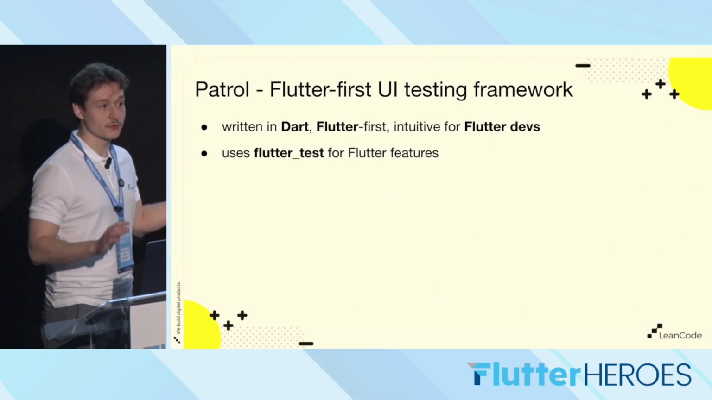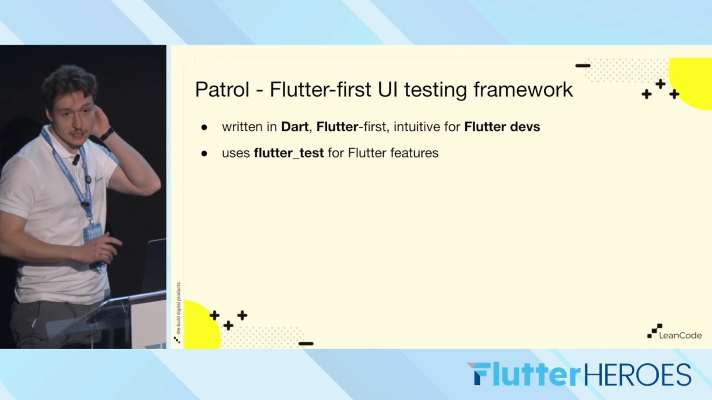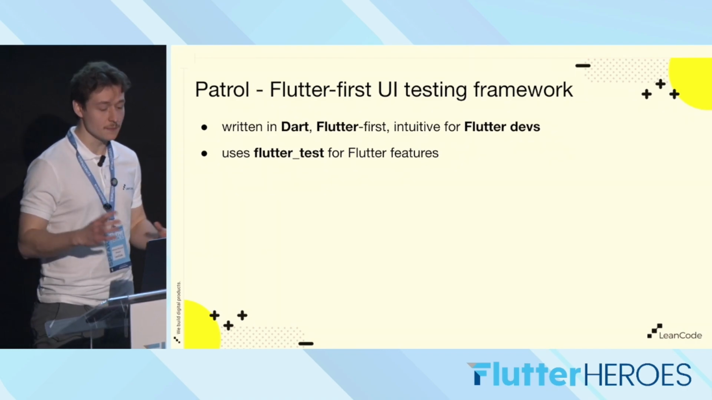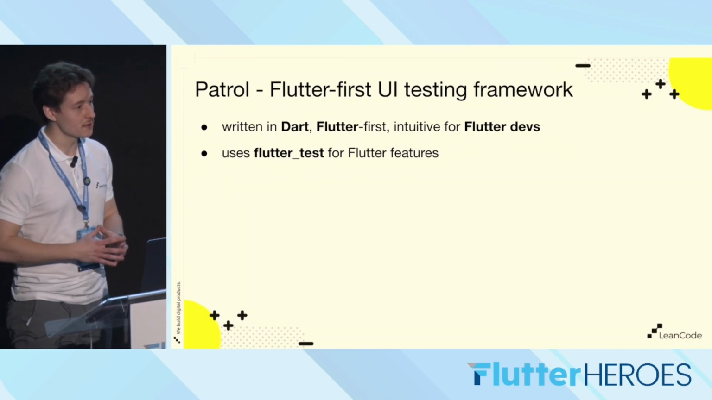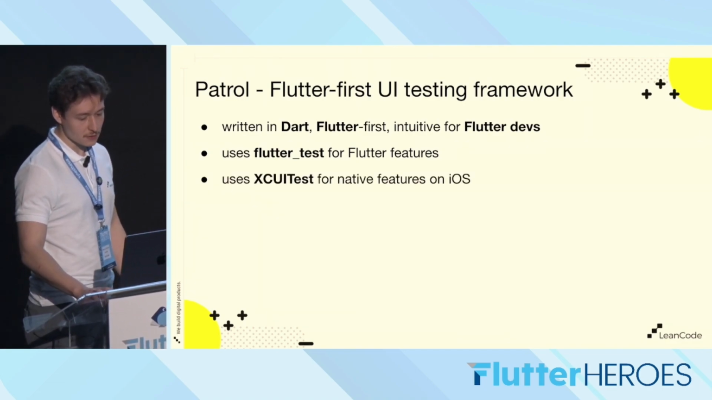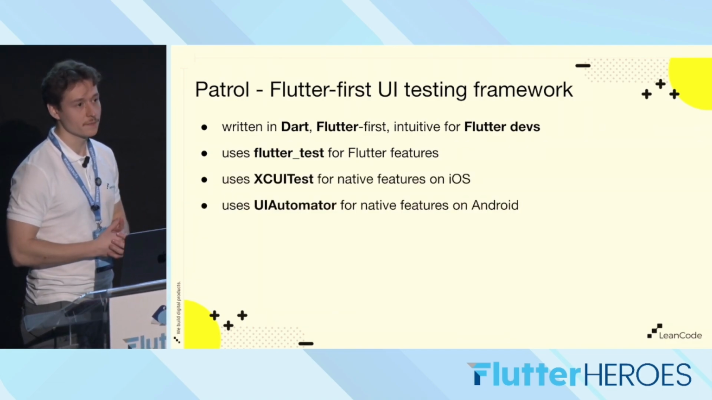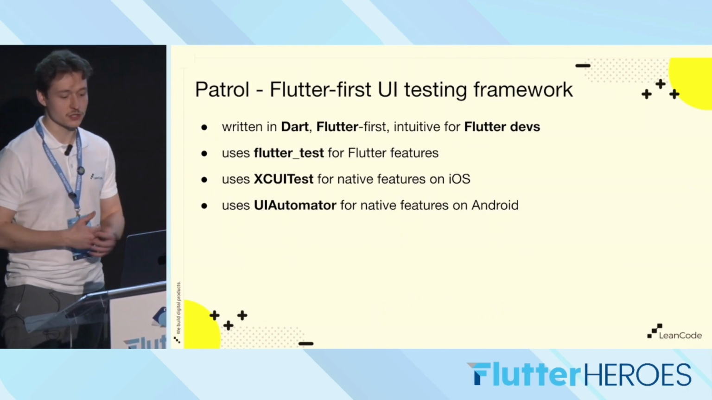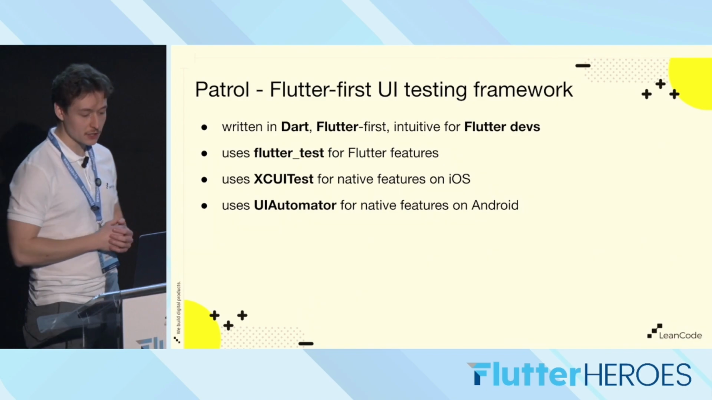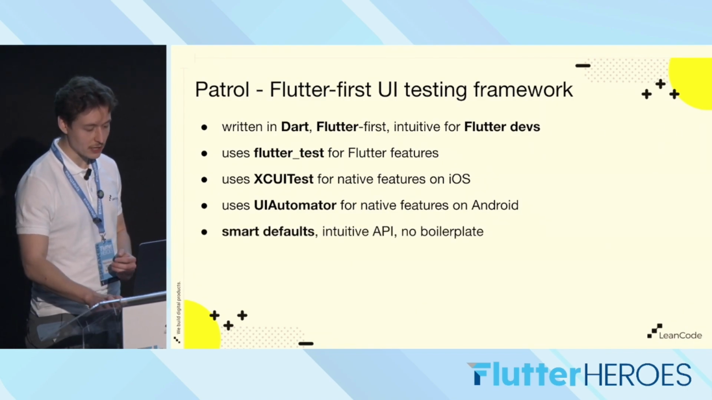We use Flutter Test for Flutter features because Flutter Test is the official first-party SDK for interacting with the widget tree. It's the best API for that, a great low-level API for interacting with it. But we leverage official first-party native frameworks for native features. So we use XCUITest for native features on iOS, and we use UI Automator for native features on Android.